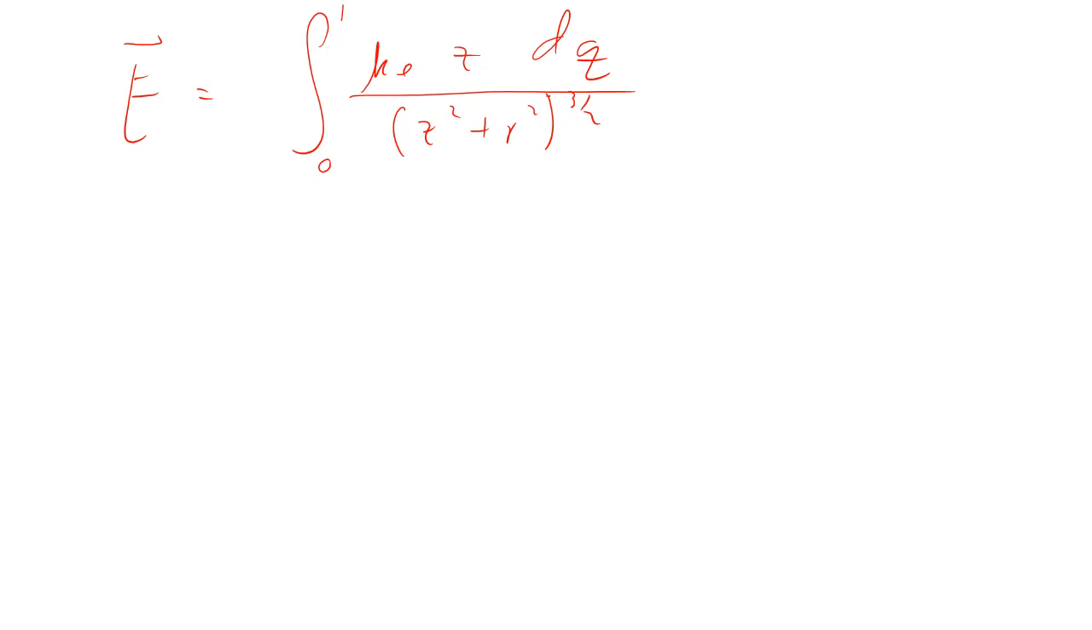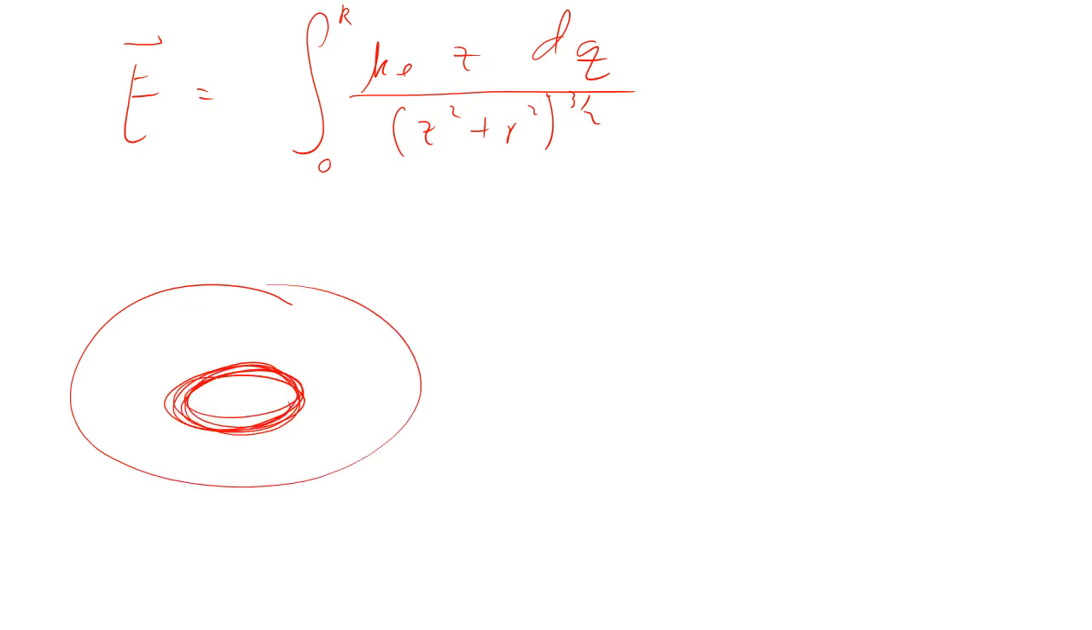So that means it's going to be the integral of k sub e z dq divided by z squared plus r squared to the 3/2. And we're integrating from 0 up to big R. That's dq, not dz, dq. Now the problem is, what's dq? dq for our disk here is the charge on that little ring. So what's the charge on the ring?